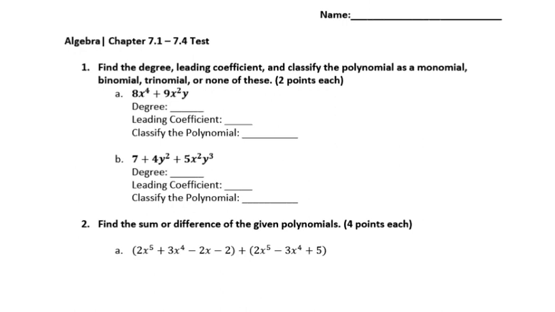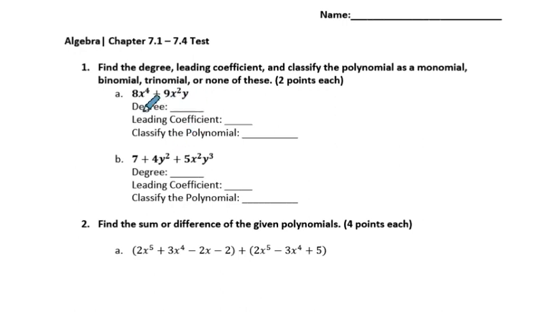Alright, so this is a discussion about the chapter 7.1 to 7.4 test. I just want to go through these problems with you because I'm not going to be able to share your individual tests with you. So the first problem here is finding the degree, leading coefficient, and then classifying the polynomial.